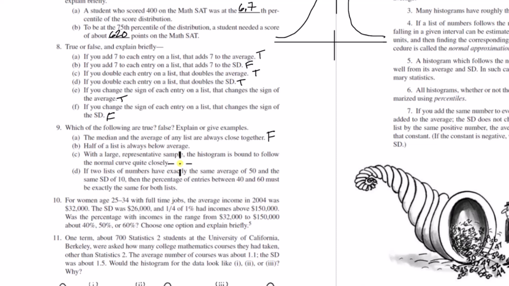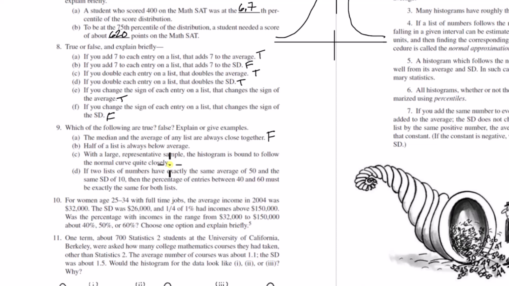The book has clearly stated that lists of numbers that aren't normally distributed aren't abnormal in any way. I mean, there's plenty of histograms that aren't normally distributed. So what they're saying here is that if it's a large representative sample, it's going to follow the distribution of whatever the population you took that sample from.